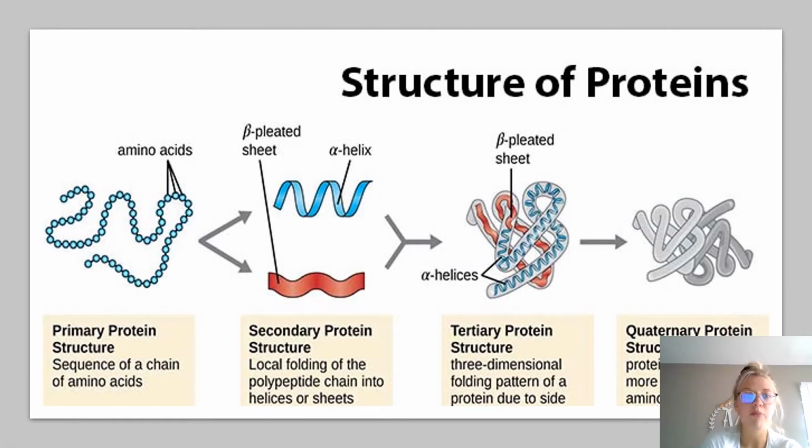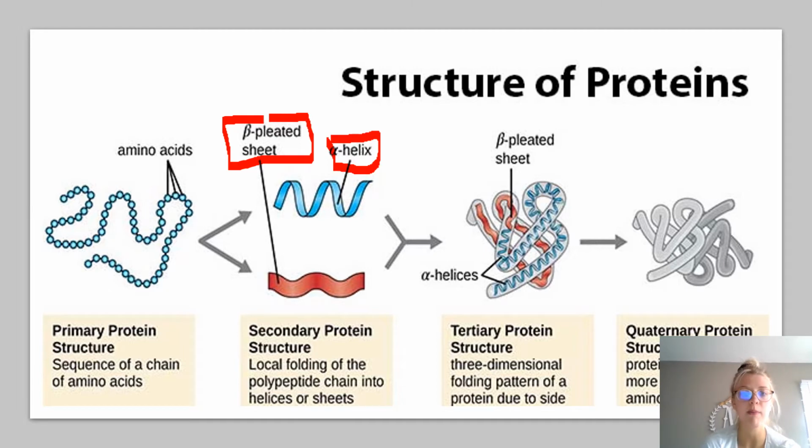Over the structure of proteins. We have 4 different structures. We have the primary structure, which is the amino acid sequence within the polypeptide chain. Next, we have the secondary structure, which gives the protein its structure through the interaction between atoms. As you can see here, we have beta-pleated sheets and we have an alpha helix. These are local foldings of the polypeptide chains into helices or sheets.